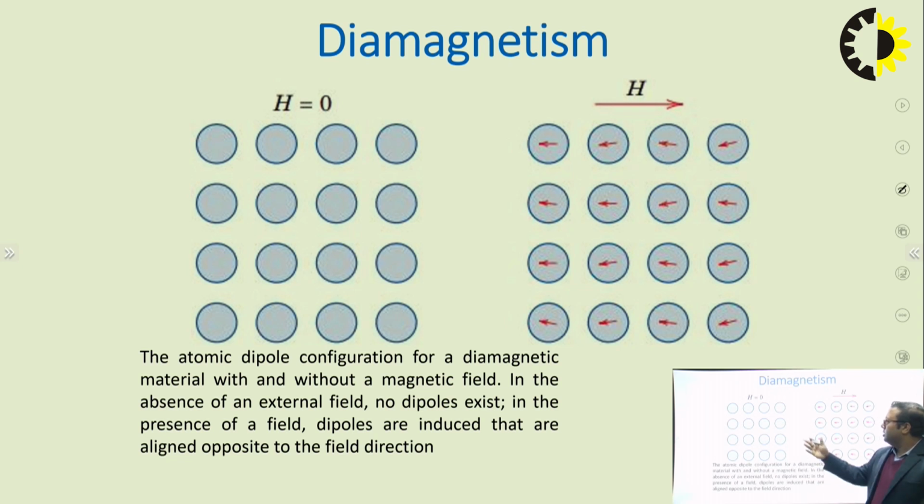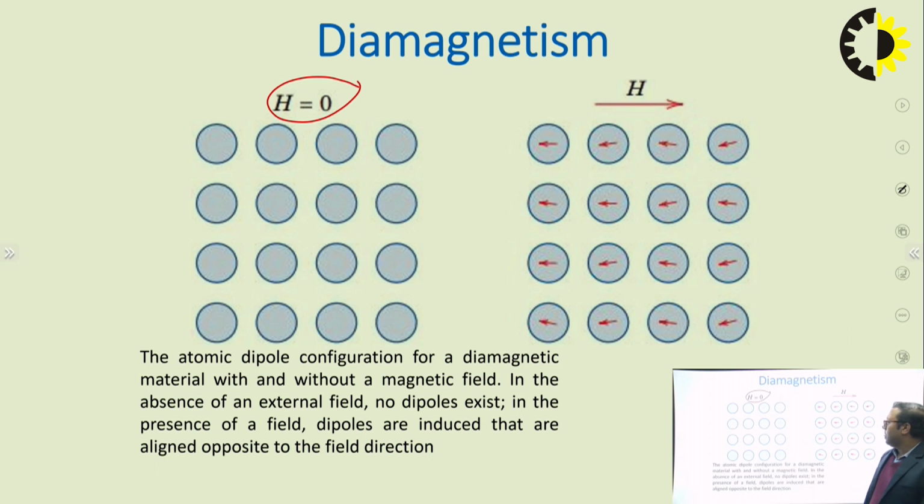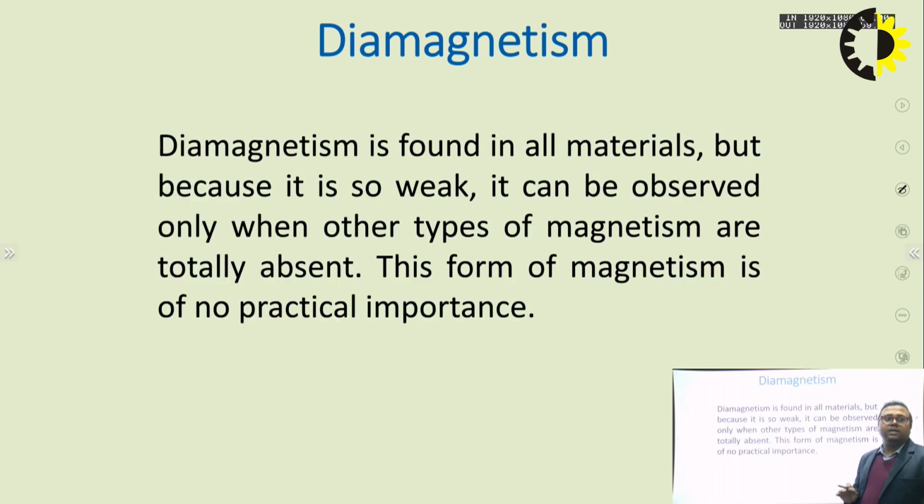So you can see the dipole configuration for a diamagnetic material without external magnetic field and with external magnetic field. When the external magnetic field is zero, no dipoles exist, and when an external magnetic field is applied, dipoles are induced within the atoms, and these dipoles align opposite to the direction of the field. It can be observed only when other types of magnetism are totally absent, and this form of magnetism is practically of no importance.